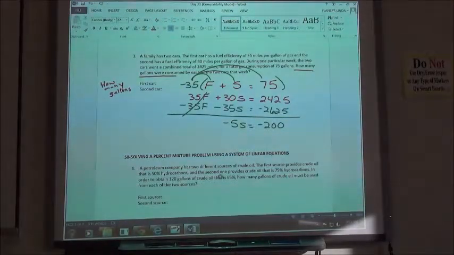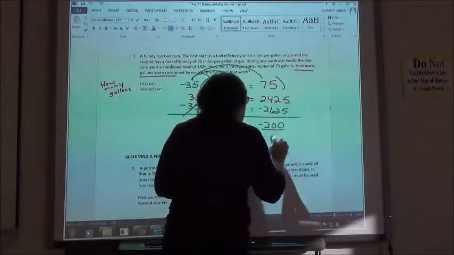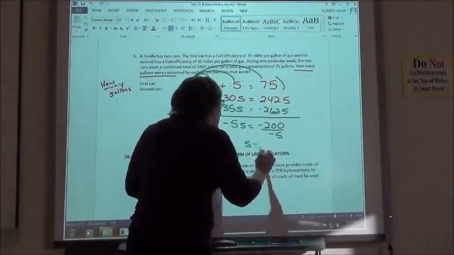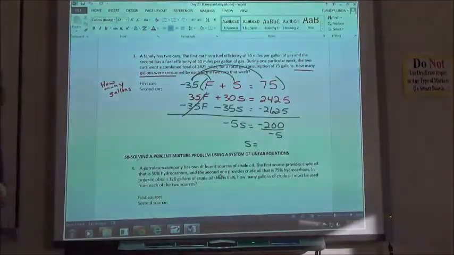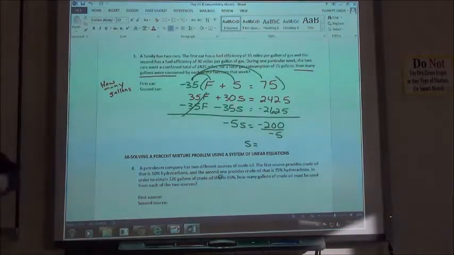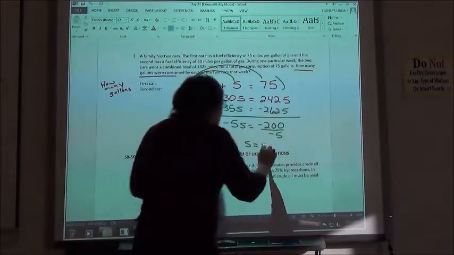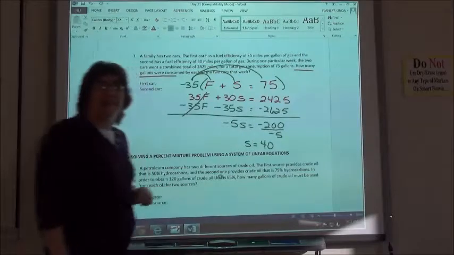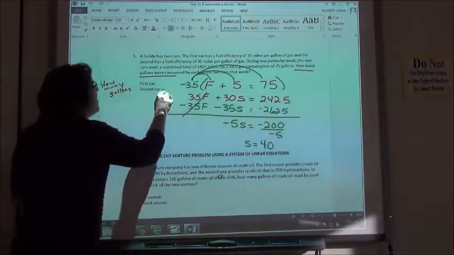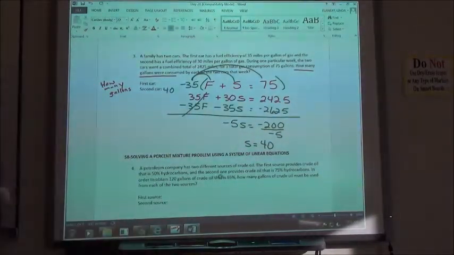And so in order to solve that, all we need to do is divide. If I divide by my negative 5, S is going to equal, I have a negative over a negative, so it should be positive, right? I hopefully don't have a negative 40 gallons of gas. My second car used 40 gallons of gas.